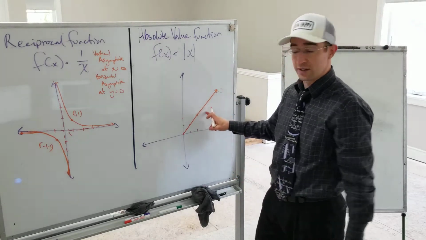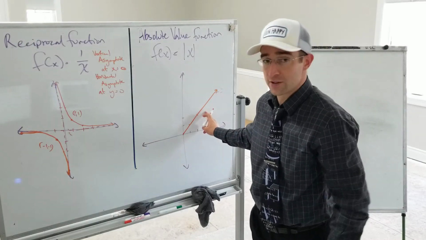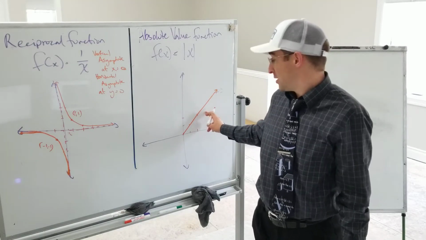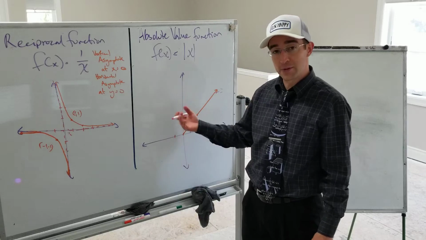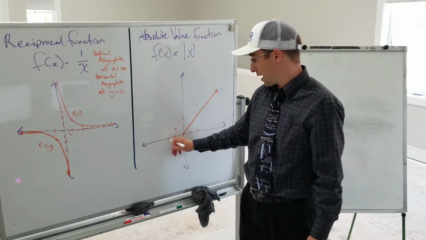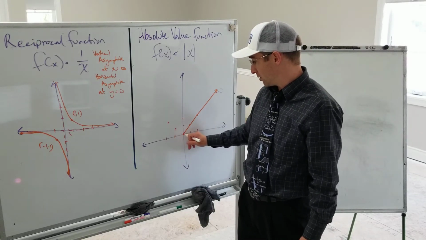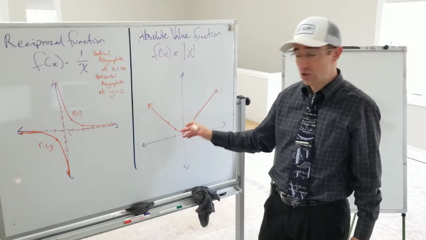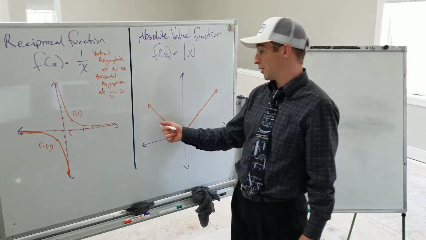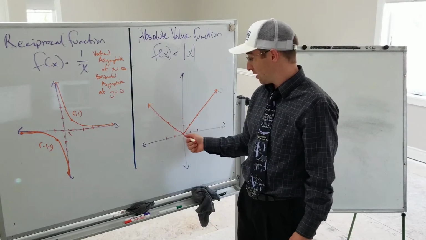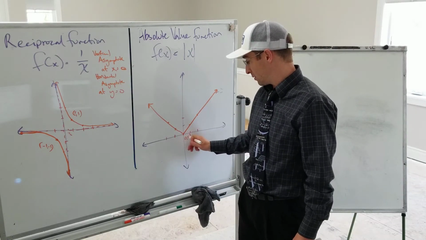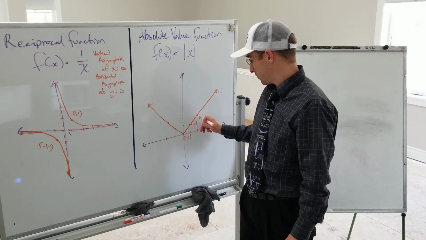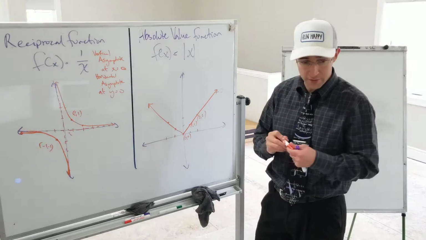Actually, it is the identity function for every x that's 0 or bigger. Now, if I go to negative 1, the absolute value of negative 1 is 1. Absolute value of negative 2 is 2. So we get this: a V shape with a slope of 1 on the right, a slope of negative 1 on the left, and a vertex at 0, 0. Okay, that's the absolute value function.